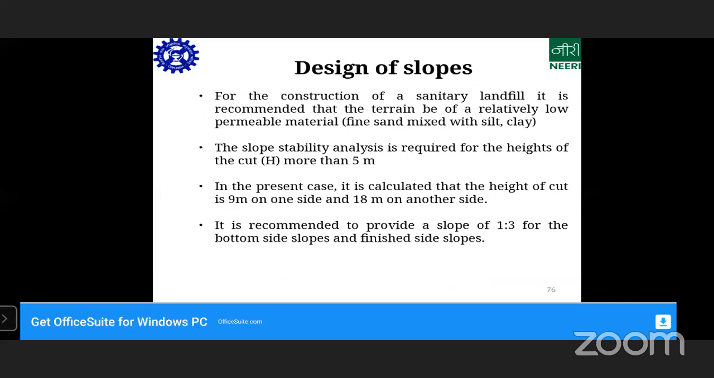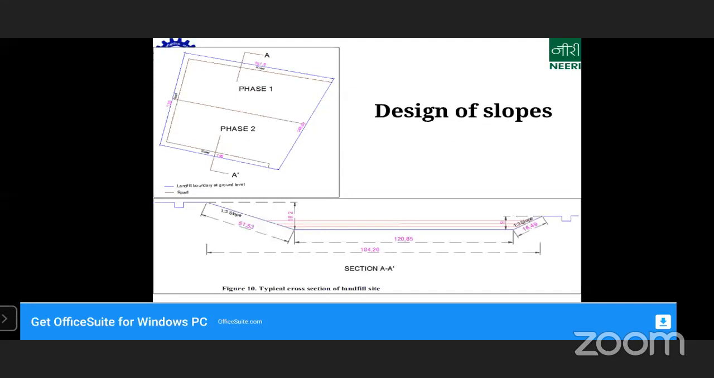The second part is when you're constructing the landfill above the ground level, the slope stability is very, very important. So for the design of the slopes also we check how it has to be. This is a design of slopes. Then you can see a 1:3 slope is provided at the bottom, and at the top 1:2, 1:3 will be provided. I'll show you in the future slides. That is also very important.